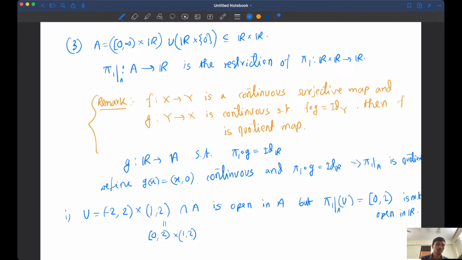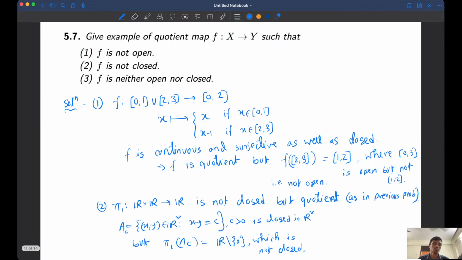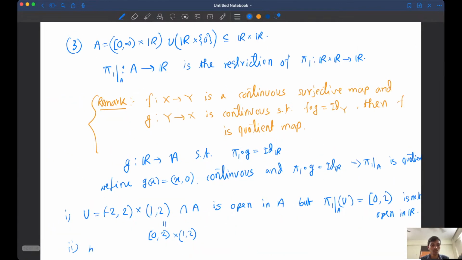Second, again the previous example works in this case, right? The closed set. Again A_c intersection A. A_c is again the set of (x, y) such that xy equals c, with c greater than 0, closed in R2. So A_c intersection A is closed in A.